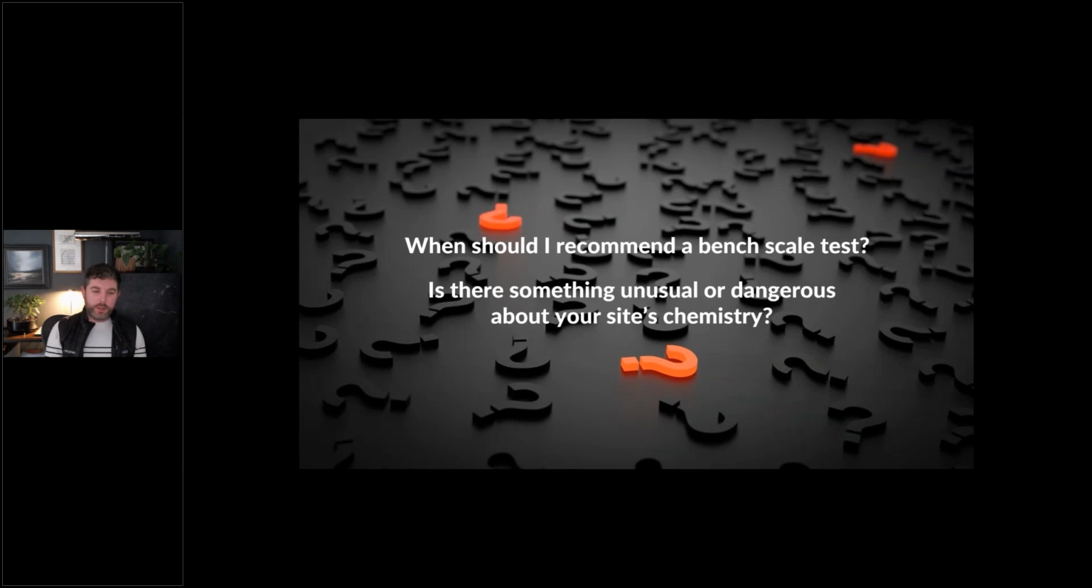Similarly, if you are looking to chemically reduce chlorinated solvents, again, this is done very routinely, so a bench scale test really wouldn't be useful. Where a bench scale test can be very useful is on sites where you have an unusual mix of contaminants. So perhaps you have a hydrocarbon plume, but there are some pesticides in there or some pharmaceutical products where we're not sure what the breakdown products of those compounds will be if we do chemical oxidation or if we do aerobic biodegradation. So most of the time, a bench scale test is only useful if there's something unusual or dangerous about your site's chemistry.